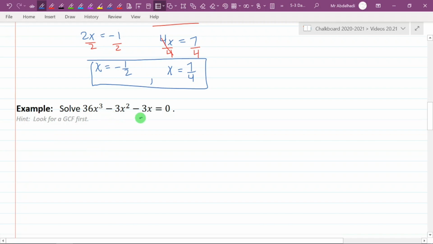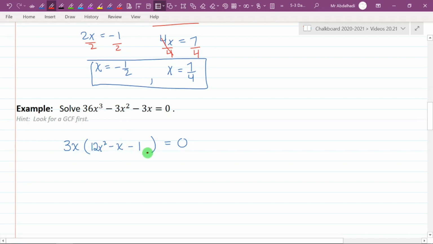Now, the GCF appears to be 3x here, because there's an x in each one of these, so you've got to pull out an x, and every one of these is divisible by 3, so divide by 3. Now what's left inside after you do that? Well, divide this by 3, you get 12x squared. Divide this by 3, you get negative x, and divide this by 3x, you get minus 1. Okay, double check. Distribute these. Do you get this? Yes, you do, but you should check. All right, so now I have this.